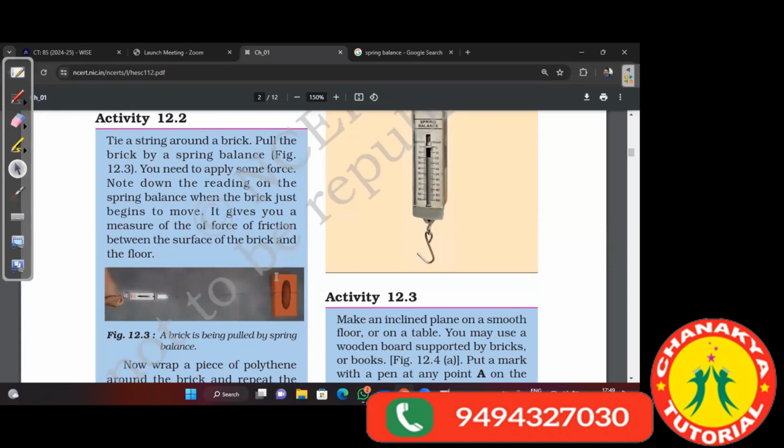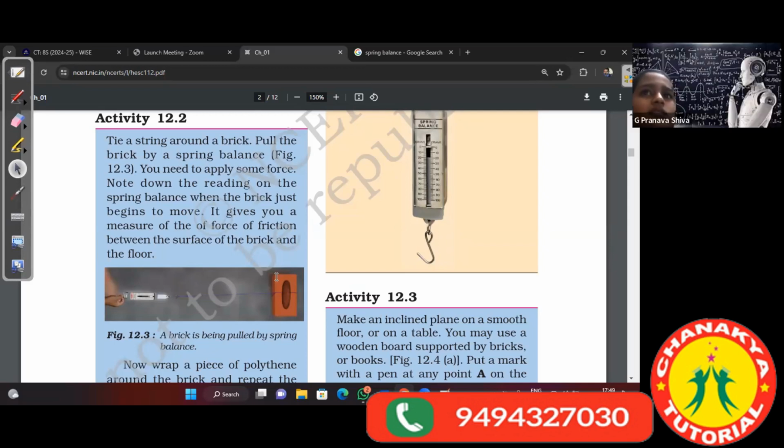Now the second thing we have to do is wrap the brick in a polythene. Wrap this brick in a polythene and then try to pull it.